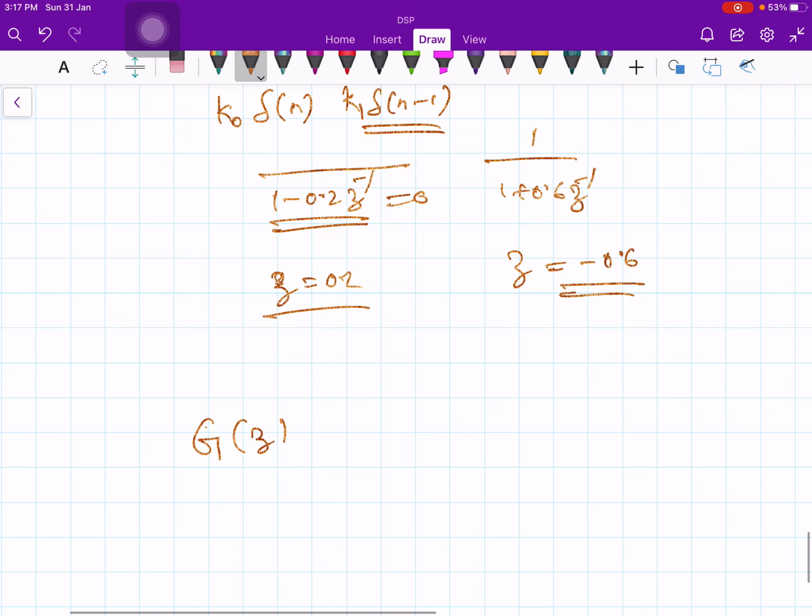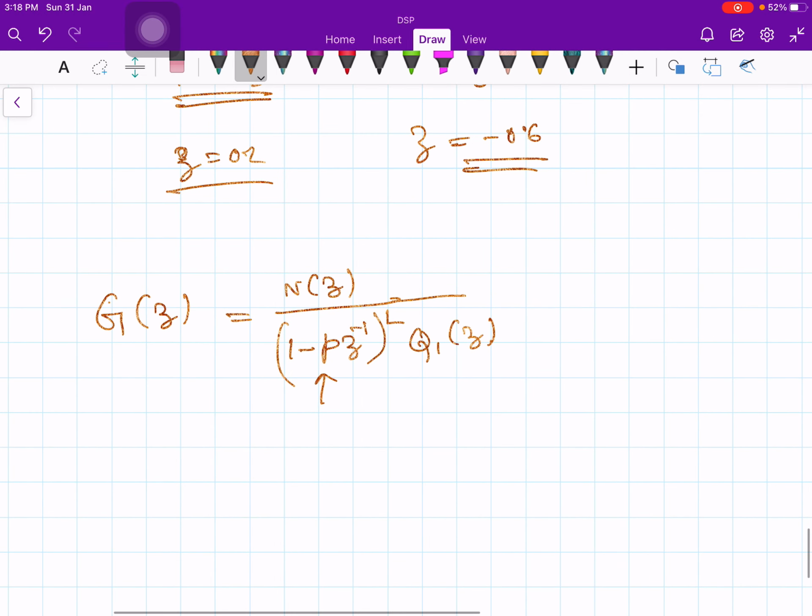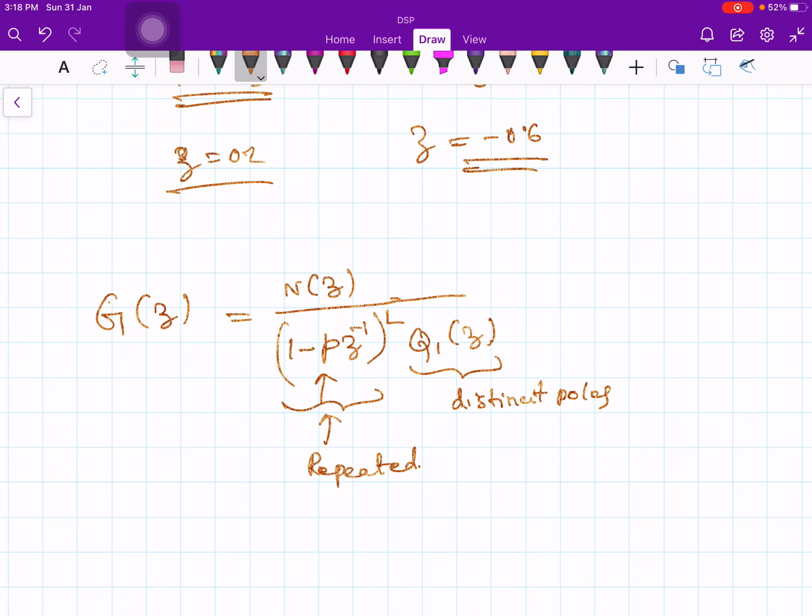Suppose g of z is some numerator, let's say n of z, divided by the denominator polynomial with pole p z inverse, but this pole p is repeated capital L number of times, and in the denominator I have some other polynomial, let's say q1 of z. Now this q1 of z has distinct poles, but here I have repeated poles. So whenever you have repeated poles, then you need to take care of that in a specified manner.